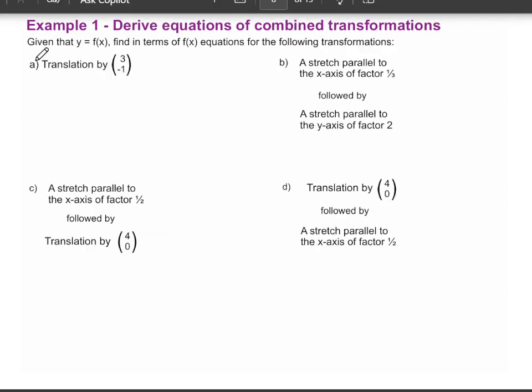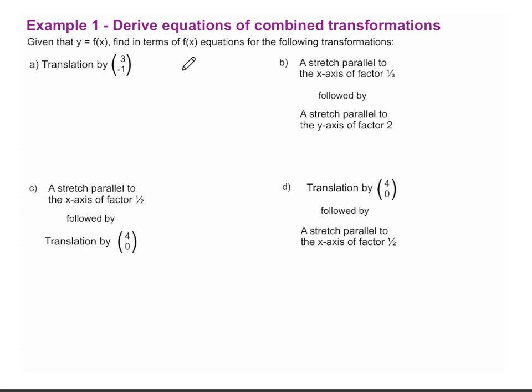The first one being, given that y equals f of x, find in terms of f of x the equations for the following transformations. So translation by (3, -1), which means x is becoming x minus 3 in terms of f of x, and y is becoming y minus 1. And therefore, we would take our f, our x has become x minus 3, and we subtract 1 from the entire y. And we end up with that.